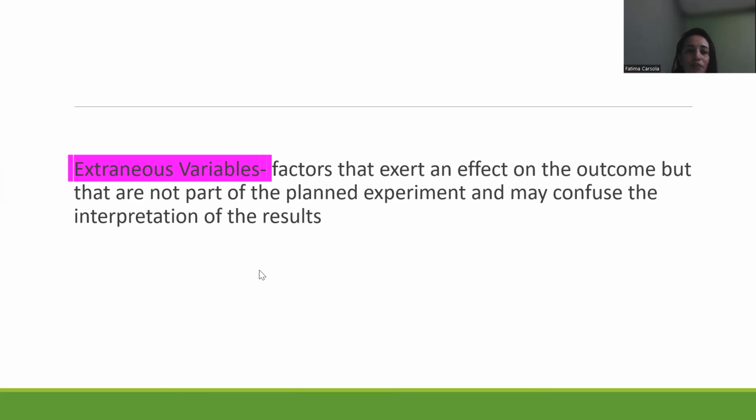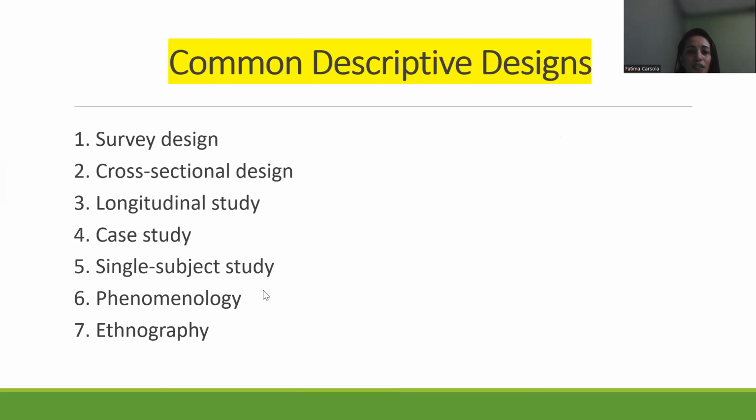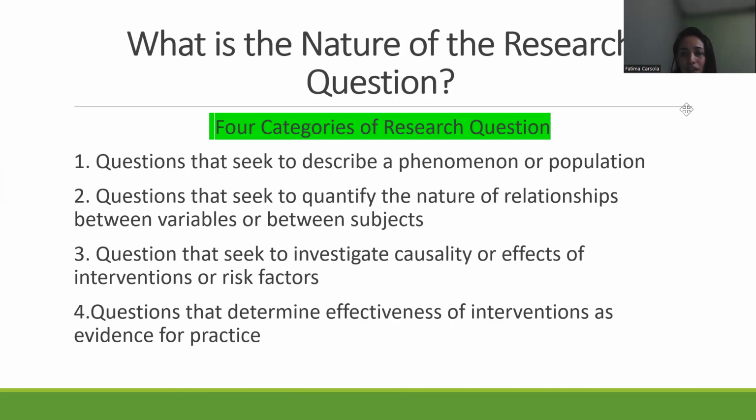We have discussed already what extraneous variables are, but then again, we have to reiterate that these variables are factors that exert an effect on the outcome but are not part of the planned experiment and may confuse the interpretation of the results. Okay, they are not expected. They are sometimes inevitable, and they are not expected to occur in a research. But then again, they might affect the result of the research.